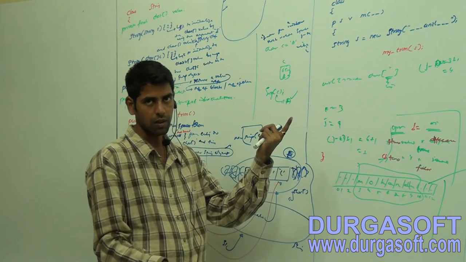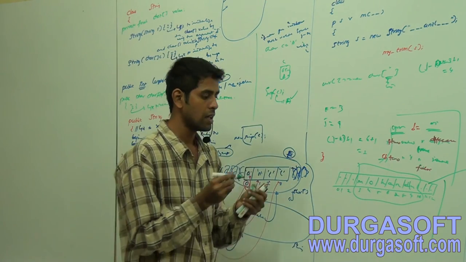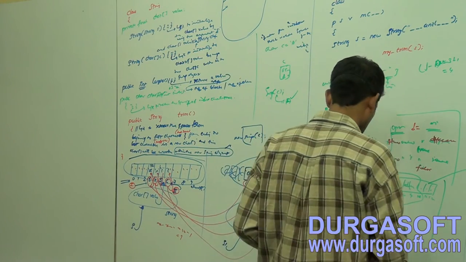1, 2, 3, 4, 5, 6, 7. That's it, we have gotten the trick. Okay, now create one char array.